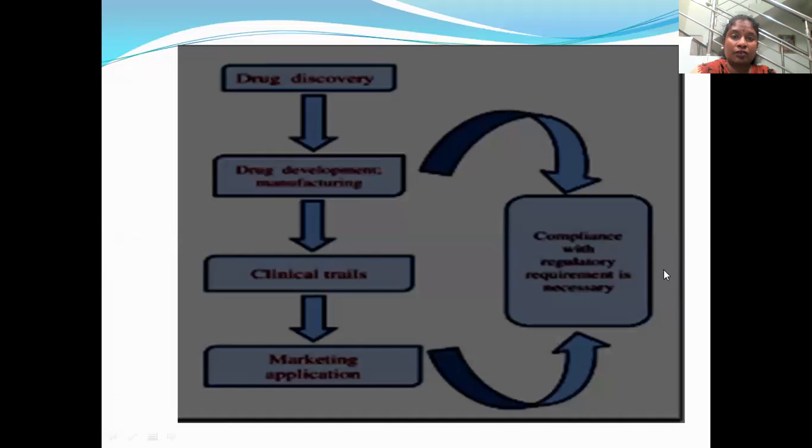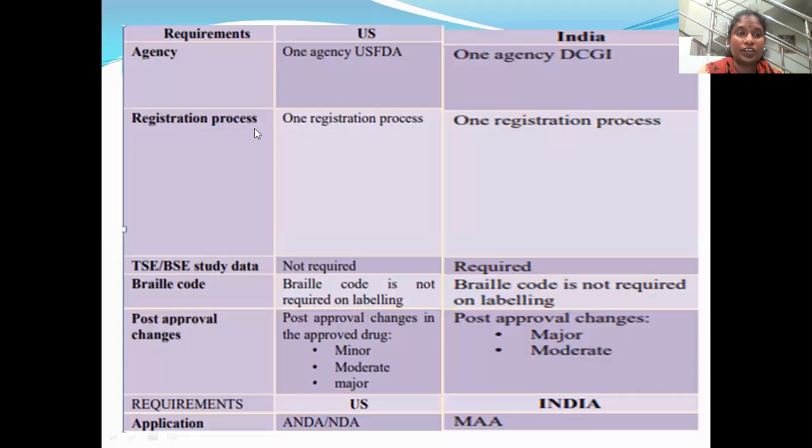Coming to the drug discovery and drug approval process. In this drug approval process, after drug discovery comes drug development and manufacturing, after that we have to conduct the clinical trials. After conducting the clinical trials, we have to apply for marketing. So these drug development, manufacturing and marketing applications must be in compliance with the regulatory requirements. Both these reports we have to submit for the regulatory requirements. The regulatory authority needs both the drug development and also the marketing application. So how is it in the US?